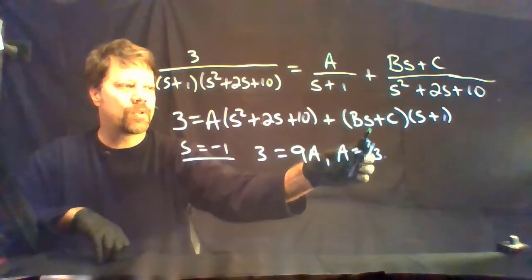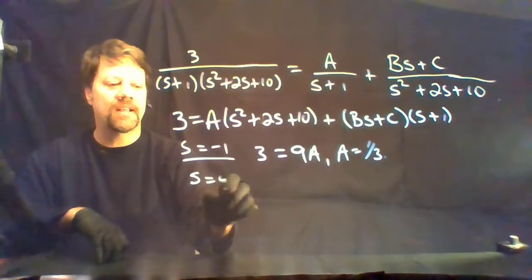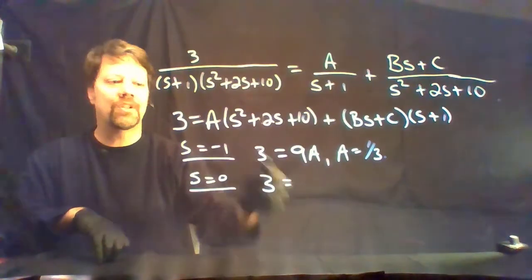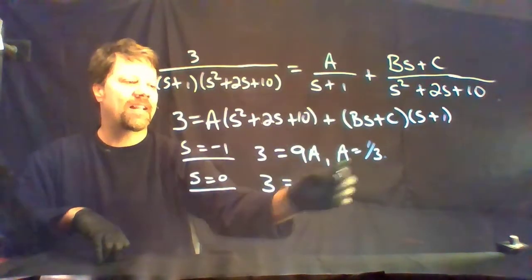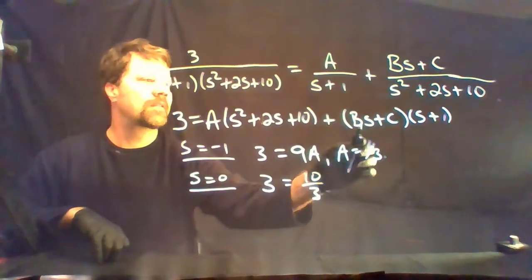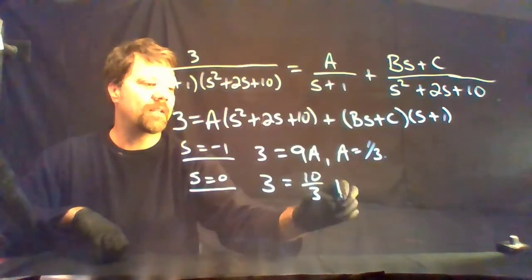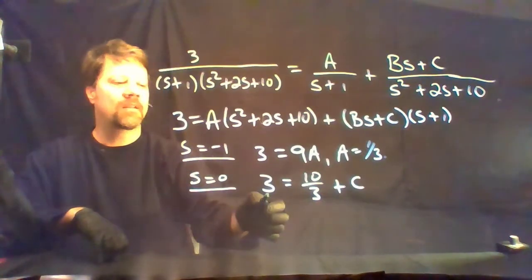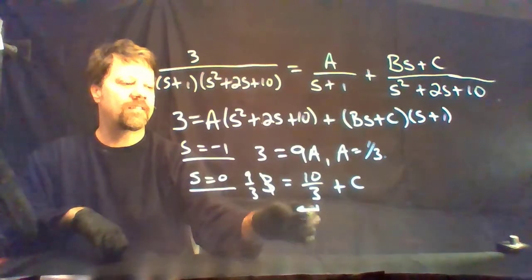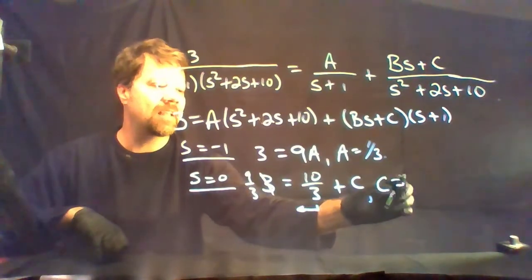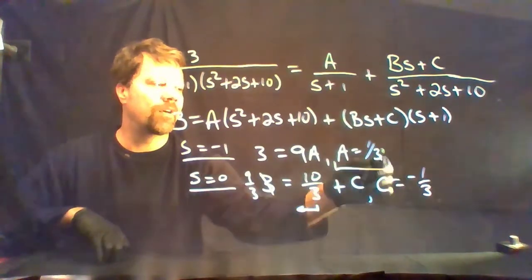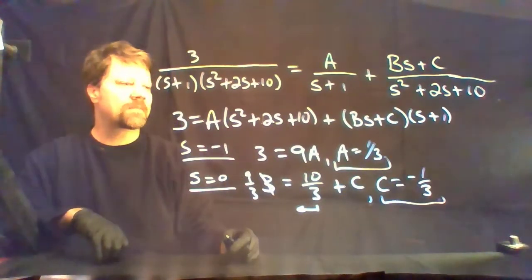The next reasonable choice for s is s equals 0. If we choose s equals 0, we get 10A. That's 10/3 plus C times 1, which is just C. 3 is 9/3. If we subtract the 10/3 over, we get C is negative 1/3. We'll put these in buckets.